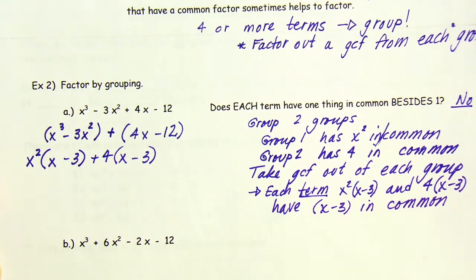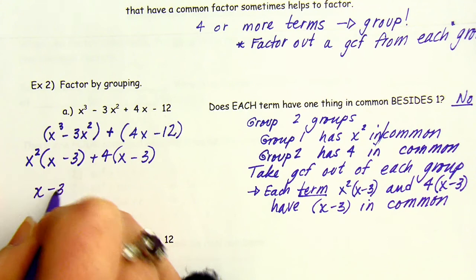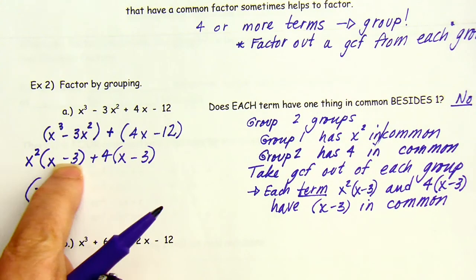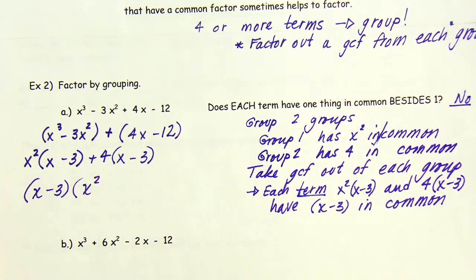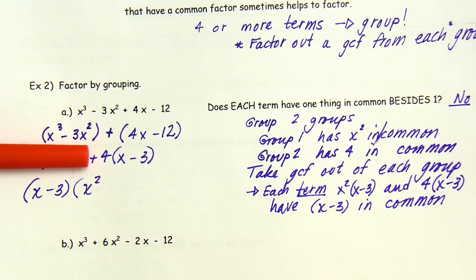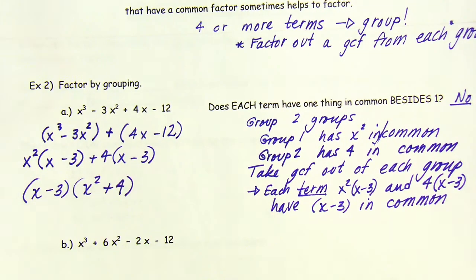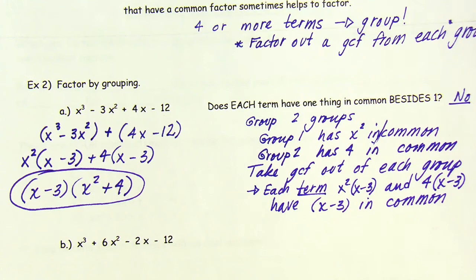So you need to factor it out. Remember, it only comes out one time, x minus 3. Right? So when I divide this term by an x minus 3, what's left? X squared. And when I cover this up and I divide 4 times quantity x minus 3 by x minus 3, what's left? Plus 4. X squared plus 4 cannot be factored anymore, so this is my final answer when I factor by grouping.